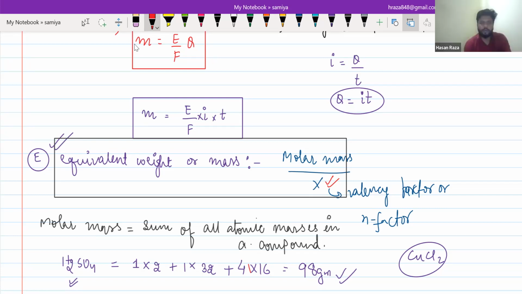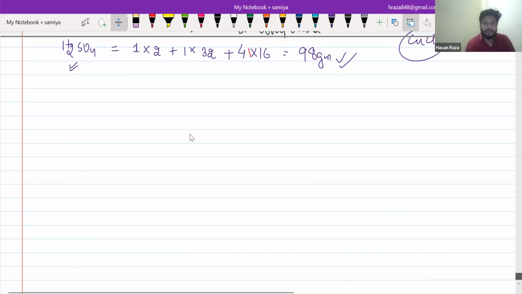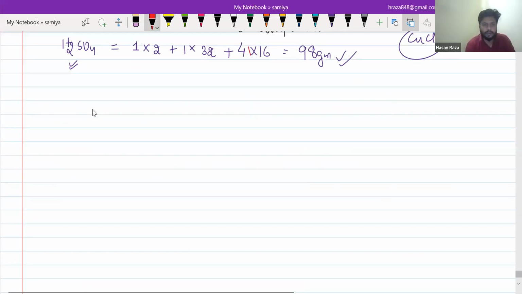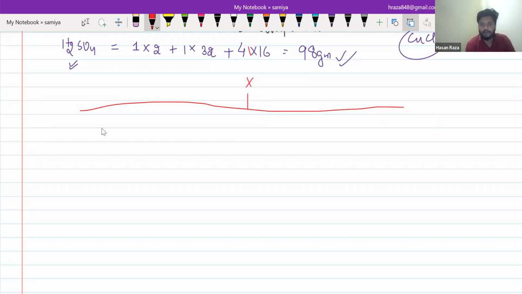Okay. Now see what is X, how we are going to calculate X. See, X is very easy. I have already taught you this in solution chapter. There was a term normality in that. So see how we are going to tackle X.